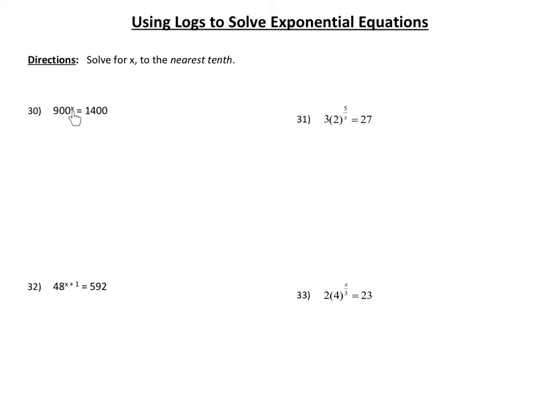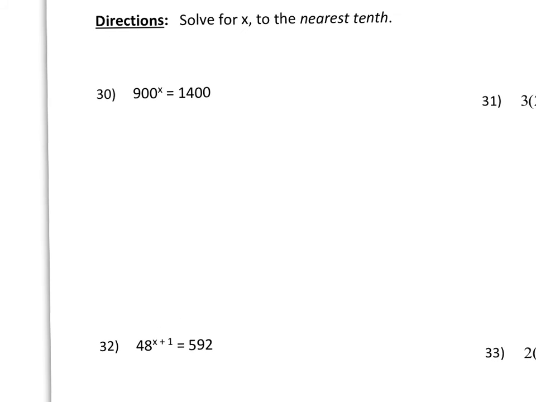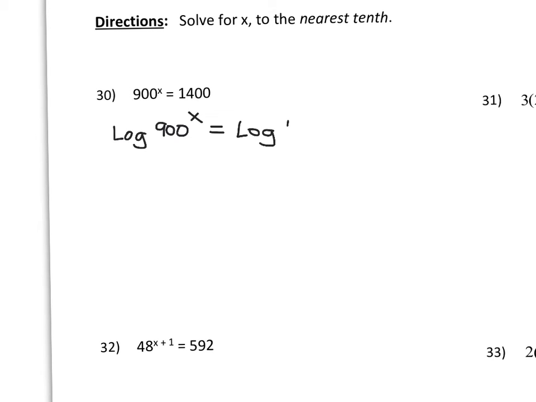Now, when you're solving for an exponent, what you're going to do is put the word log in front of both sides of the equation. And you're allowed to do that, as long as you do it to both sides of the equation. So we're going to rewrite this as log of 900 to the x power equals log of 1400.